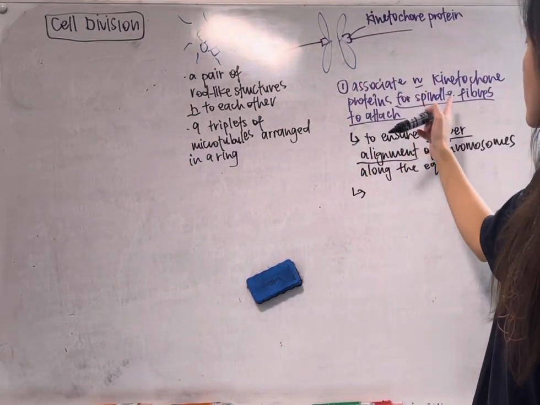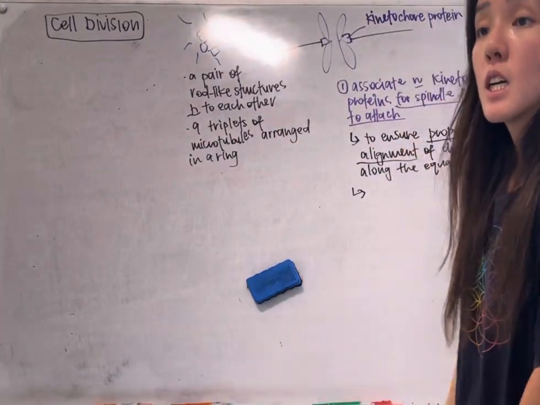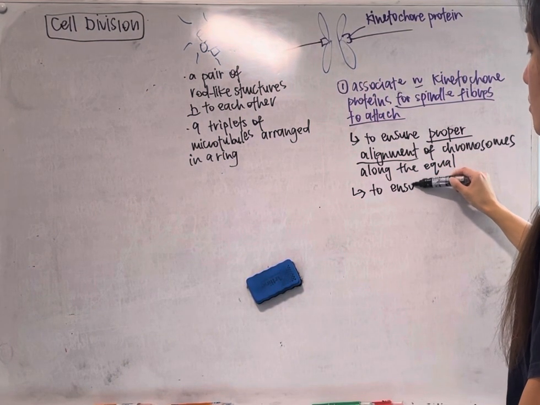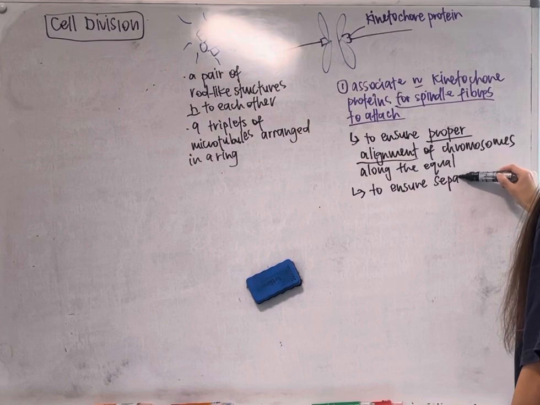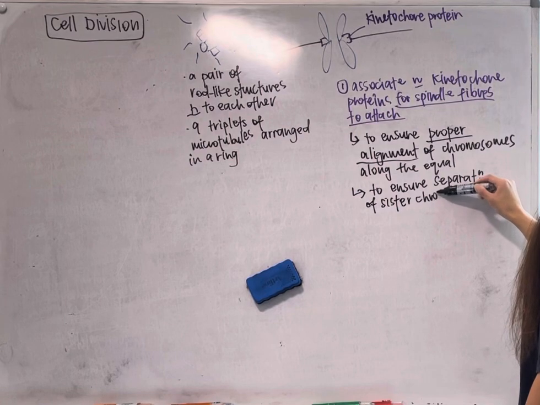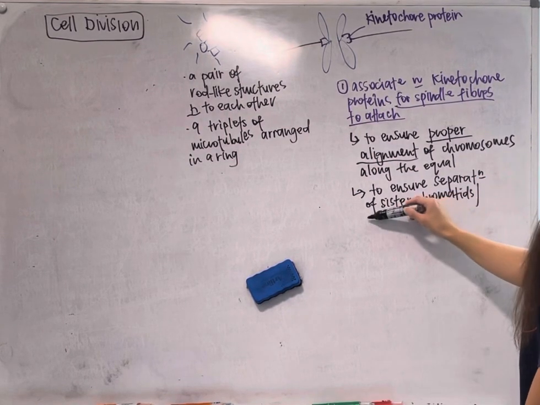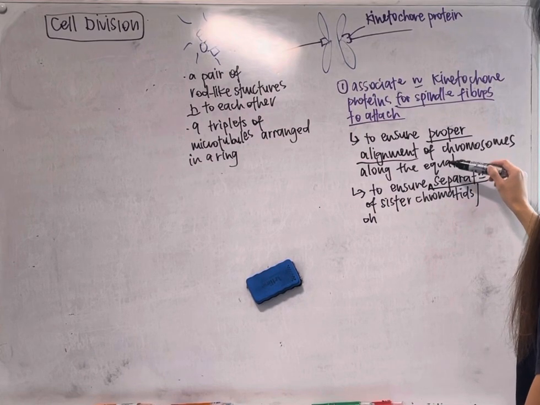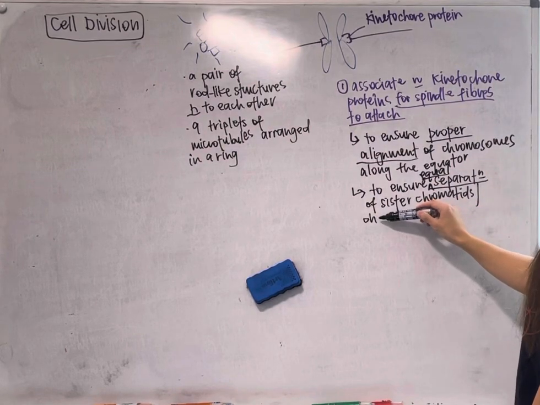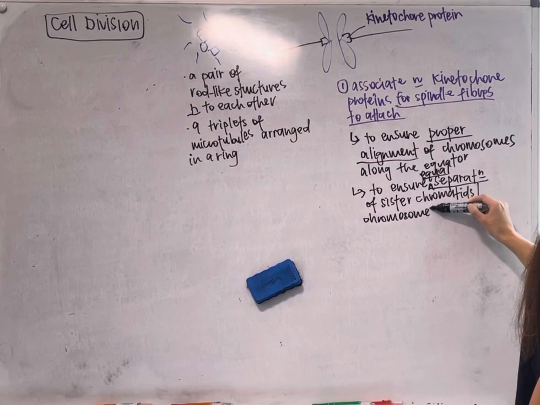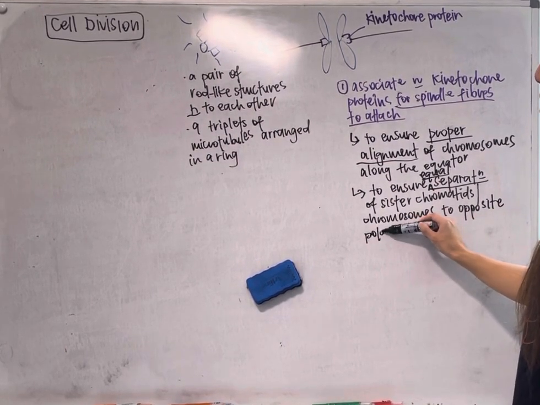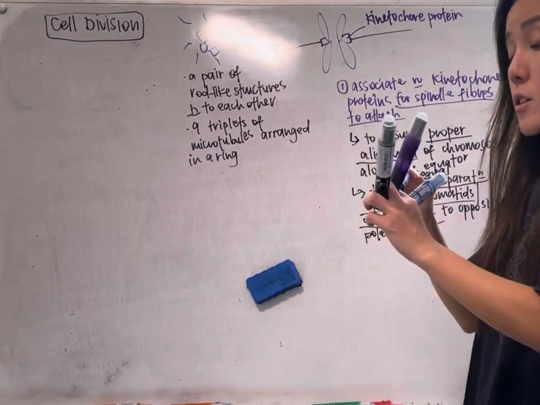Second thing is what? Why do we also need to associate with kinetochore proteins? To ensure equal separation of your sister chromatids, or your chromosomes. Keyword is equal separation. Sorry, I forgot to write equal. So equal separation of sister chromatids or chromosomes to opposite poles of the cell. Cannot write opposite sides, you always have to write opposite poles because it's north pole, south pole. So take note of the keywords.